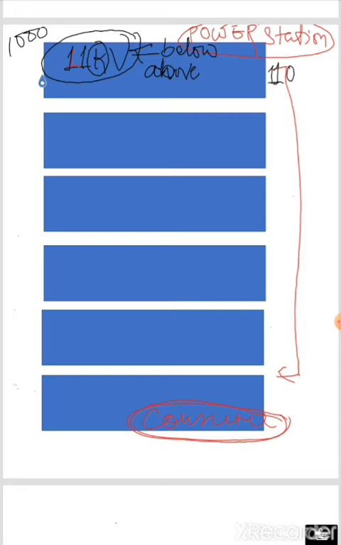Okay, so it is not generated below 11 kilovolt because it leads to a very high amount of current, and to handle a large or high amount of current is very risky. Understand? And why is it not done above 11 kilovolt? Because when you have a very high potential difference, there is a problem of insulation.